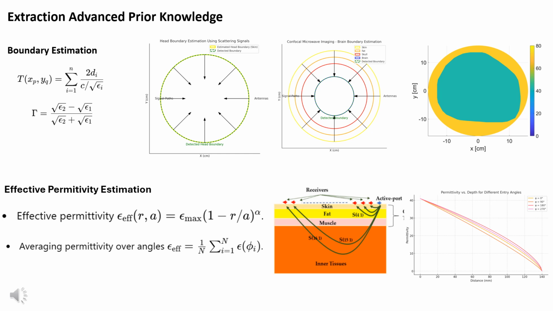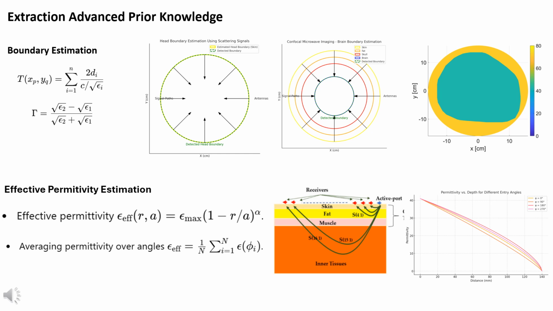In the center of the slide, there are two images visualizing the boundary estimation process. The first diagram, head boundary estimation using scattering signals, shows how electromagnetic signals emitted by antennas around the head are reflected from boundaries. These signals provide data to detect the location of the boundaries within the head, e.g., skin, skull, brain matter. The second diagram, confocal microwave imaging, demonstrates the layering of tissues in the head, including skin, skull, and brain, with detected boundaries highlighted. This process relies on the delay-and-sum algorithm to aggregate signals and detect sharp changes in permittivity across the layers.